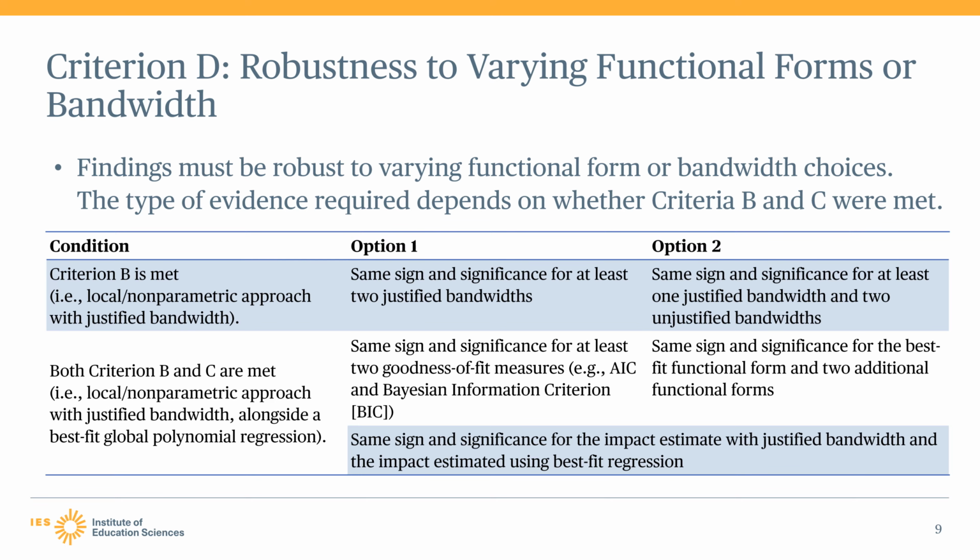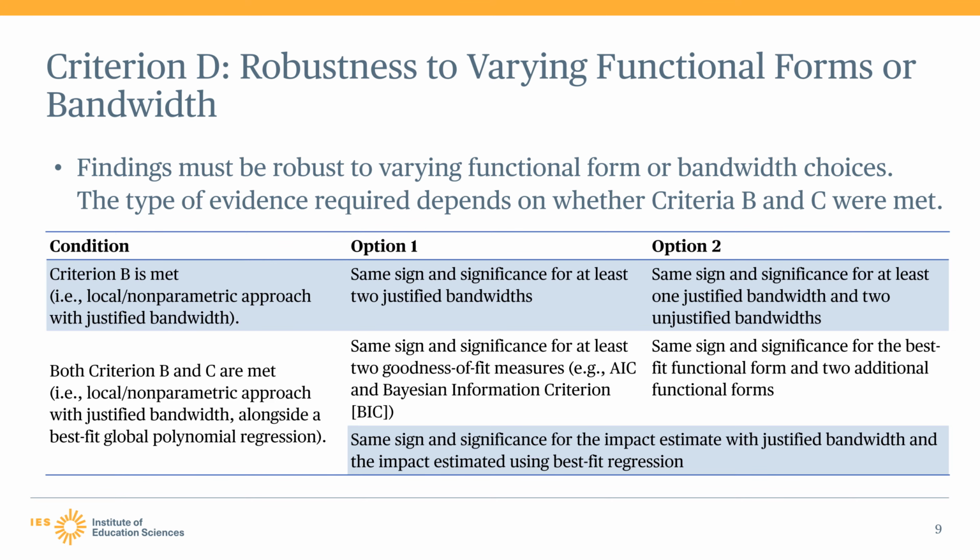when the impacts in the RDD are estimated using local linear or nonlinear regression, or a related non-parametric approach in which impacts are only estimated within a justified bandwidth. Again, this is generally the preferred analytic approach because it better ensures an appropriate functional form specification of the outcome forcing variable relationship. In this scenario, when criterion B is met, a study can satisfy criterion D in one of two ways.